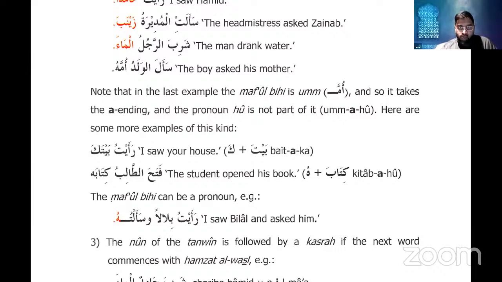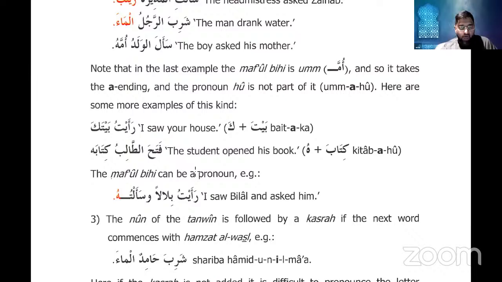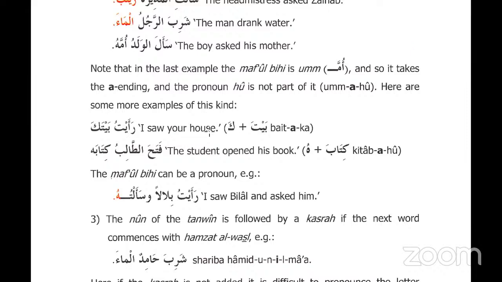And Ra'aytu Bilalan wa sa'altuhu. Just read these paragraphs, please, sister. Note that in the last example, the maf'ul bihi is umma, and so it takes the a ending. And the pronoun who is not part of it, umma who. Here are some more examples of this kind. Ra'aytu baitaka. I saw your house. Baita plus ka. Otherwise, it will be baitu.